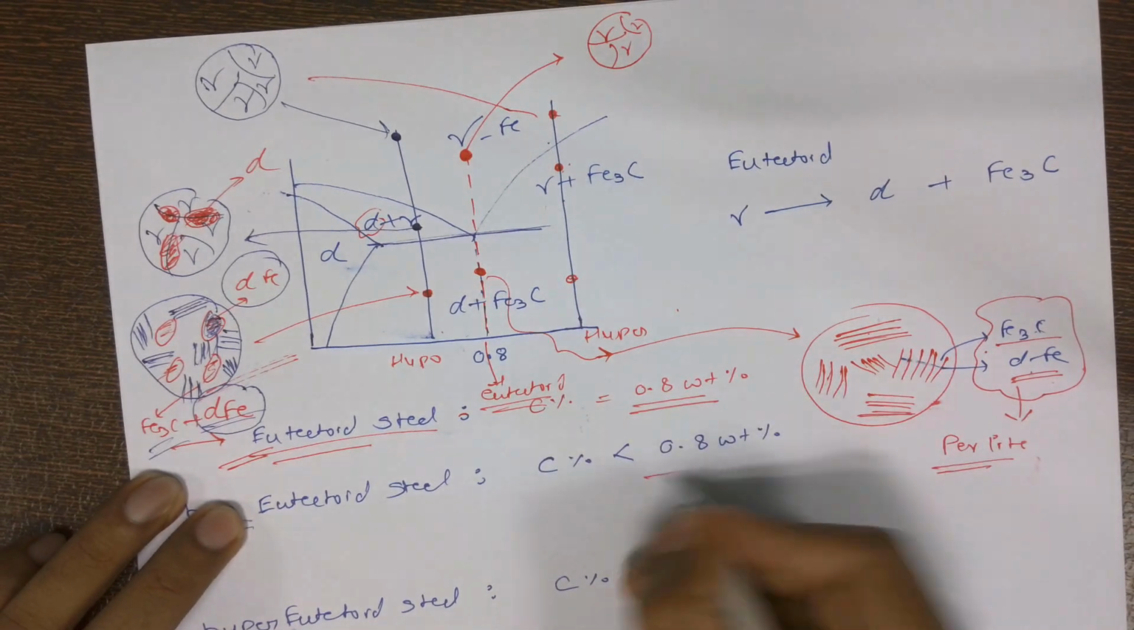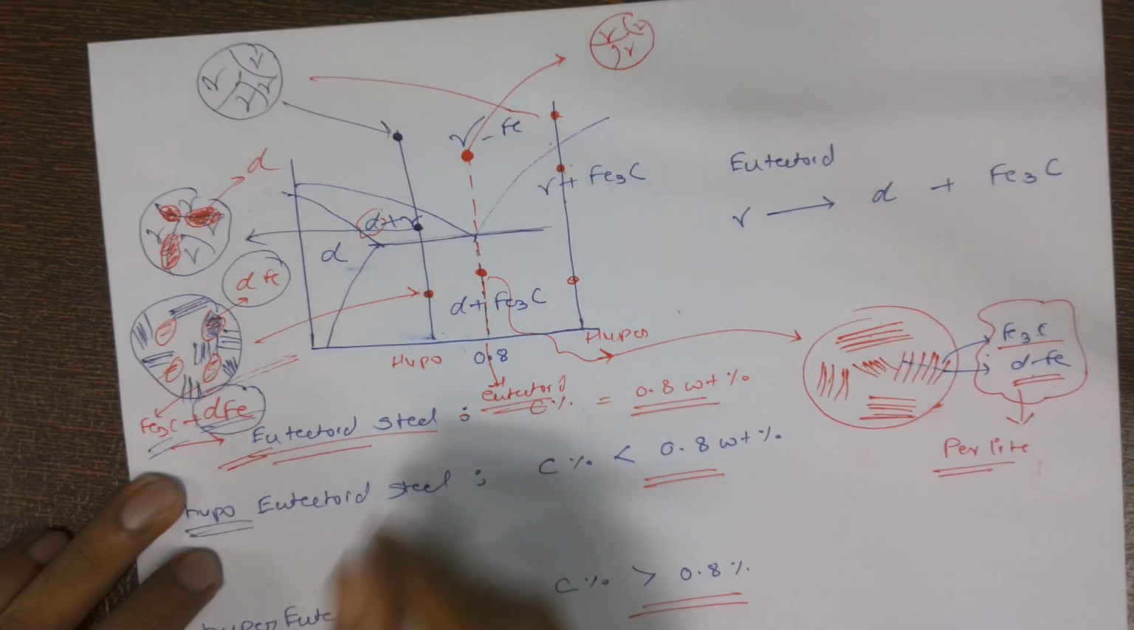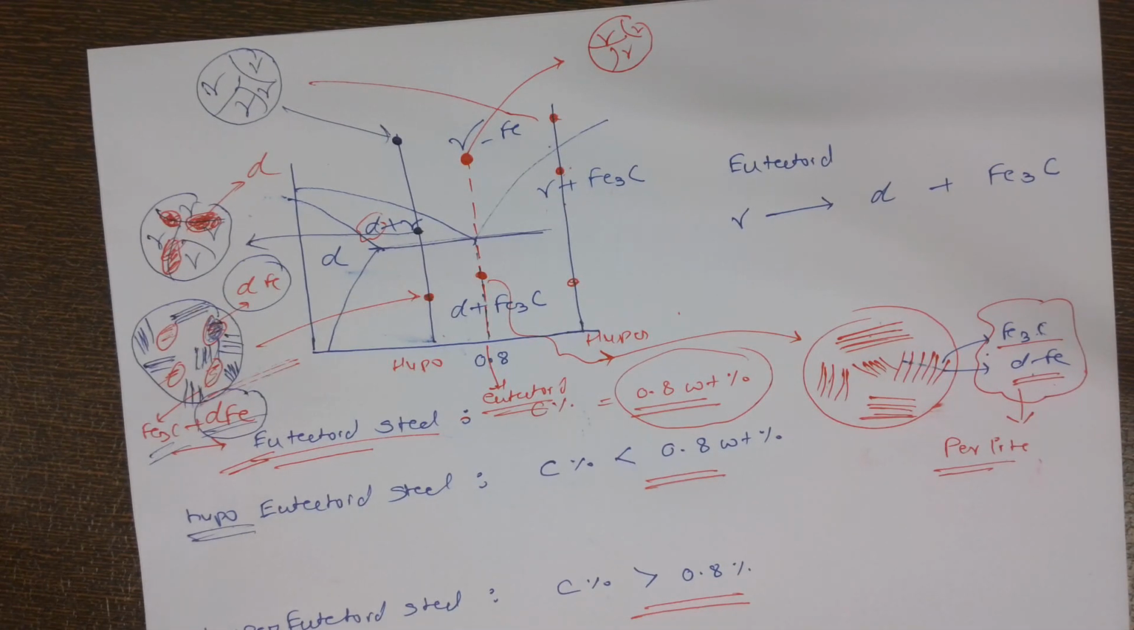These are the key differences between these three different types of steel, and the major part we have to remember is that hypo will be less than 0.8, hyper will be more than 0.8, and the eutectoid steel will be 0.8 weight% of carbon. Let me know if it is clear.